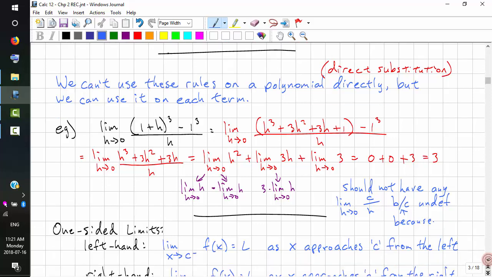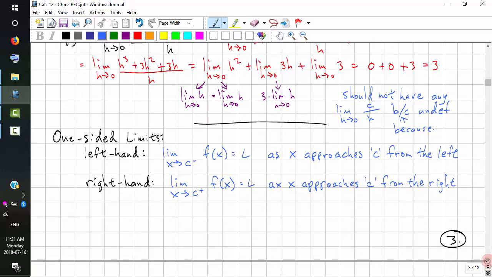Okay, next, we have one-sided limits. So for a left-handed limit, we use a negative sign, and this is a superscript. It's not a C minus. So that's as x approaches C from the left. And if we put a superscript plus sign on the constant there, that's approaching from the right-hand side.